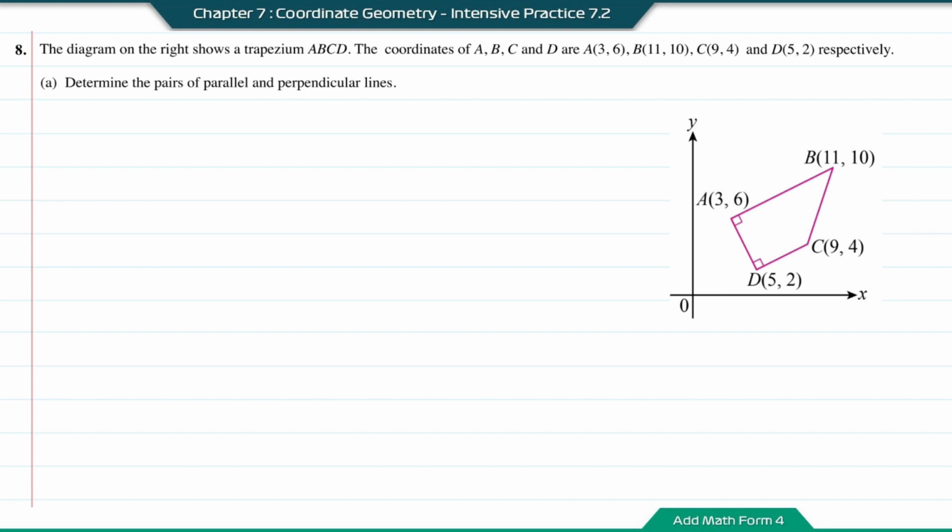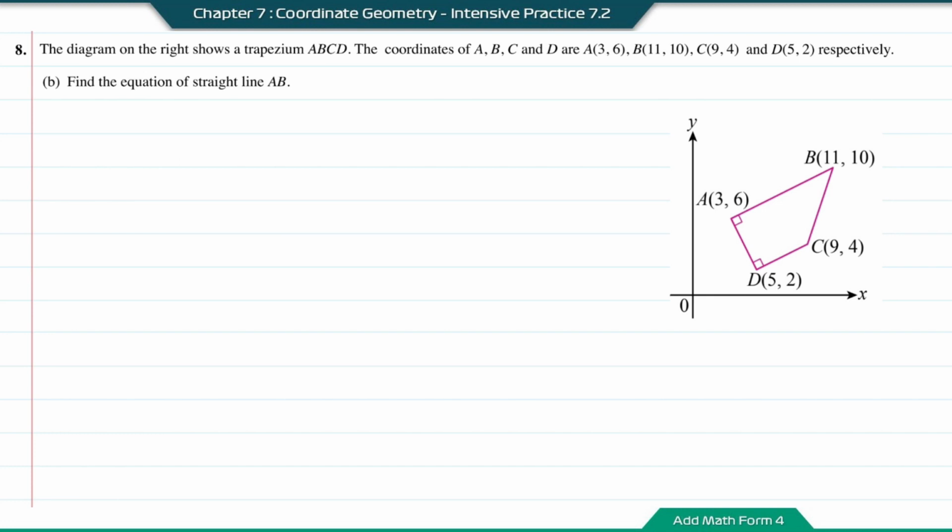So, a trapezium is a quadrilateral with one pair of sides that are parallel. Based on the diagram here, AB is parallel to CD. And for the straight lines AB and AD, they are perpendicular, as we have 90 degrees at the point A here. And for the straight lines AD and CD, they are also perpendicular to each other, as at the intersection point D, they are 90 degrees.